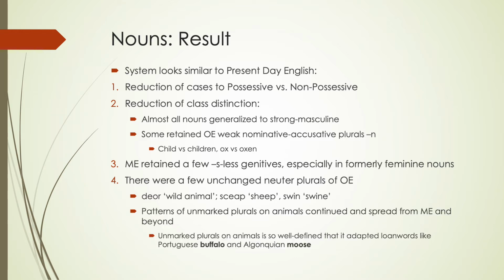And we start seeing the pattern of unmarked plurals on these animals continue, as we just mentioned, and it starts to spread from Middle English and beyond. So we actually see an increase in the use of some of these unmarked plurals when we're borrowing in certain words. So borrowing in buffalo, for instance, or moose, we end up borrowing them in as unmarked plurals, where the singular and the plural are the same exact form because we already had other animal names that followed that kind of pattern. With adjectives, we're going to notice a huge change in adjectives.